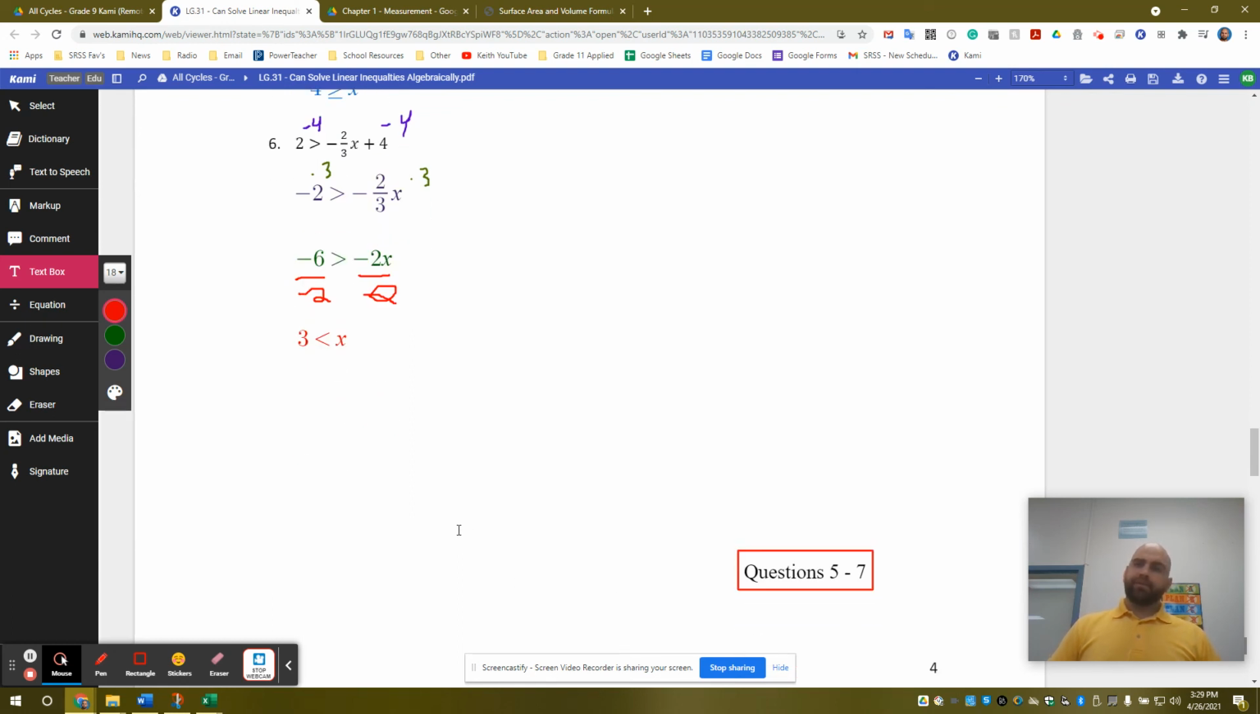Questions 5 to 7 finish off the assignment. If you have questions, please ask. Make sure that you're showing your work. Make sure you're showing your steps. And if it has to graph out your answer, or if it has to show using a test point, solve using a test point.